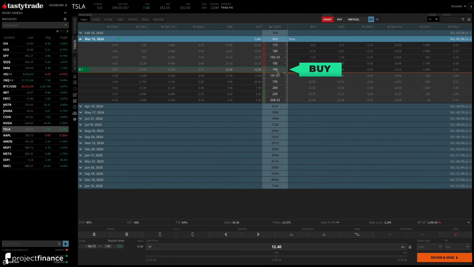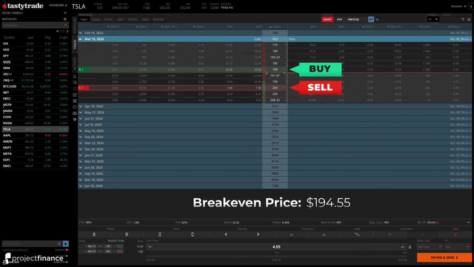However, if we were to buy the 190-200 bull call spread by selling the 200 call against this 190 call, we would create a call spread with an entry price of $4.55. This means that our maximum loss potential is $455. The break-even price of a bull call spread is the call option that we're buying, which is $190, plus the amount that we pay for the spread, which in this case is $4.55. So the break-even price of this bull call spread at the time of expiration is $194.55.